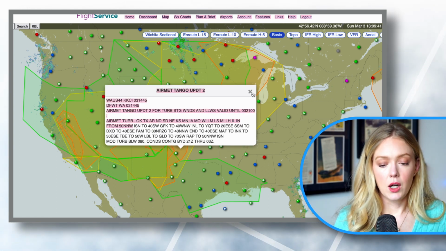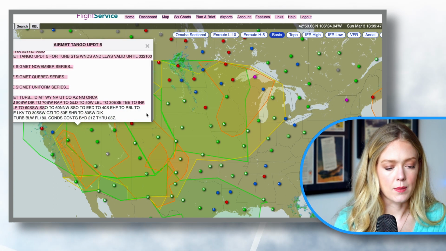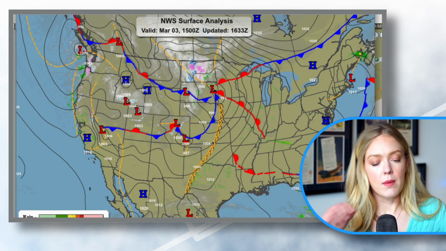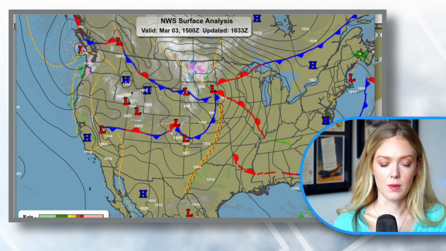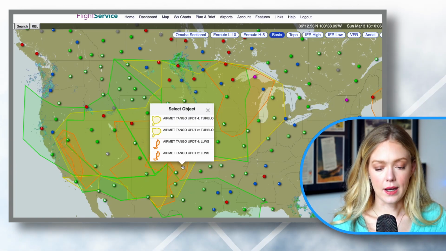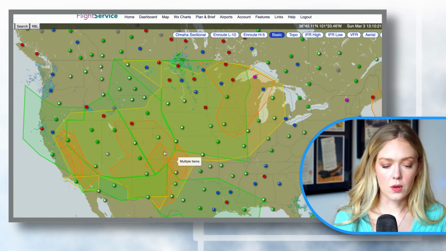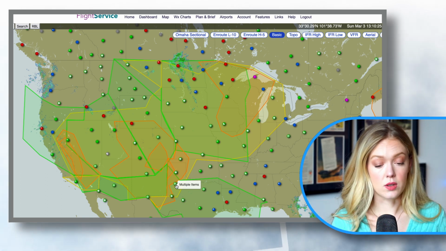Yellow AIRMET Tangos are for low level turbulence. Moderate turbulence below 8,000 in this area. Over here, moderate turbulence below flight level 180. Probably comes from the rising air, the difference in these pressure systems, the air is going to be moving, and the mountains in that area. We also, though, have low level wind shear over the Four Corners and the panhandle of Oklahoma and Texas. As we talked about, we saw really strong winds there.